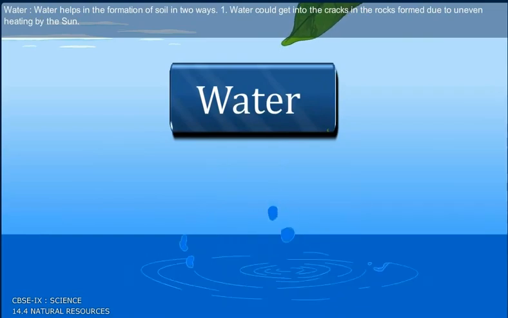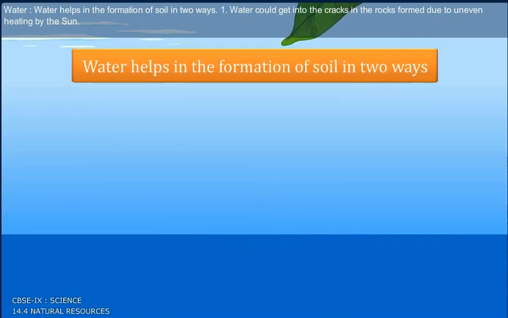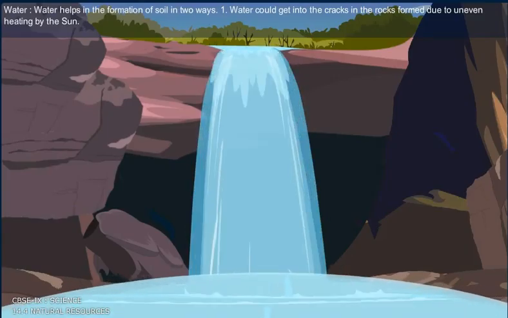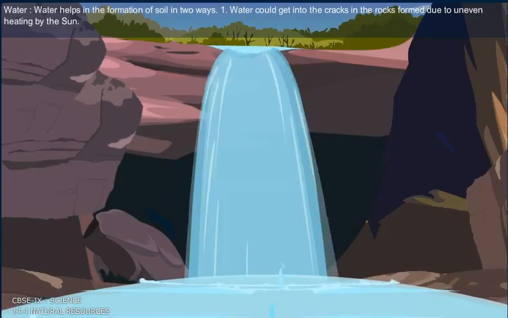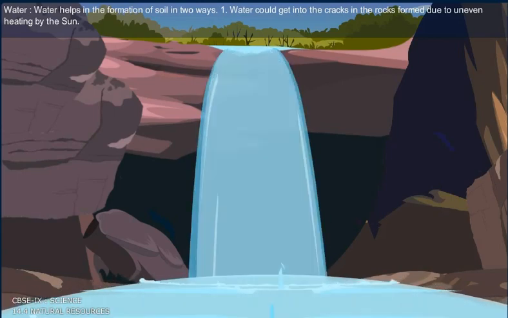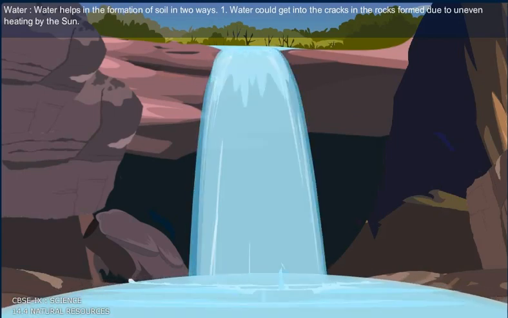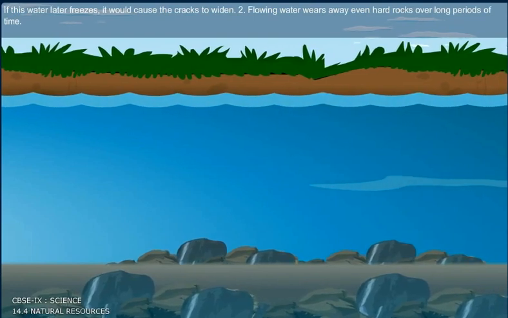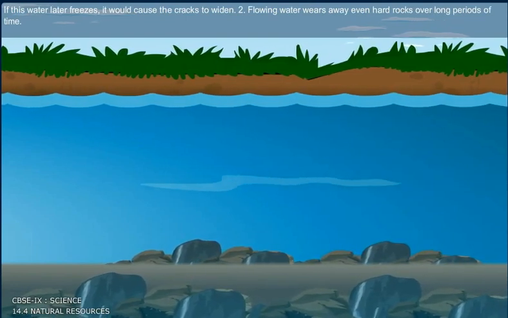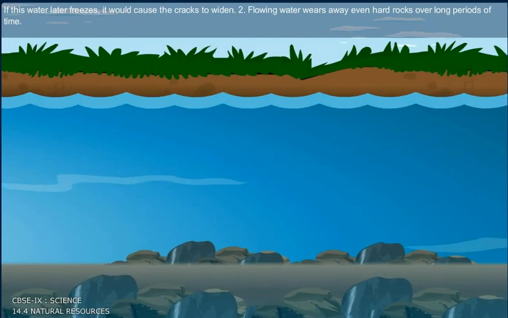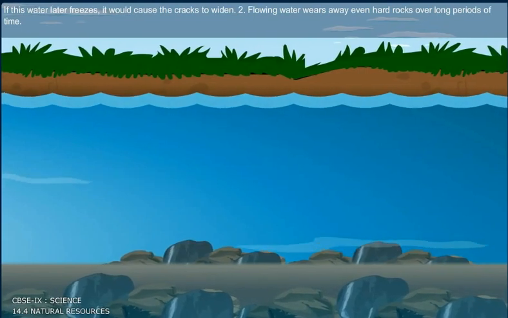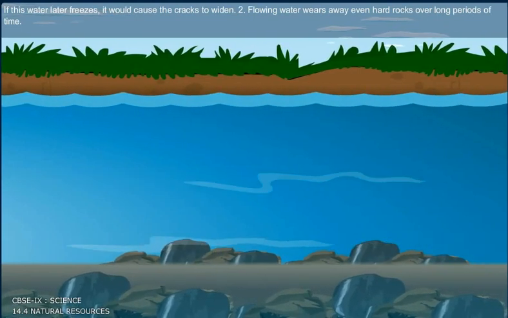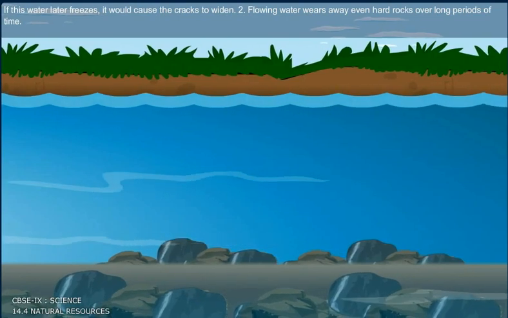Water. Water helps in the formation of soil in two ways. 1. Water could get into the cracks in the rocks formed due to the uneven heating by the sun. If this water later freezes, it would cause the cracks to widen. 2. Flowing water wears away even hard rock over long periods of time.